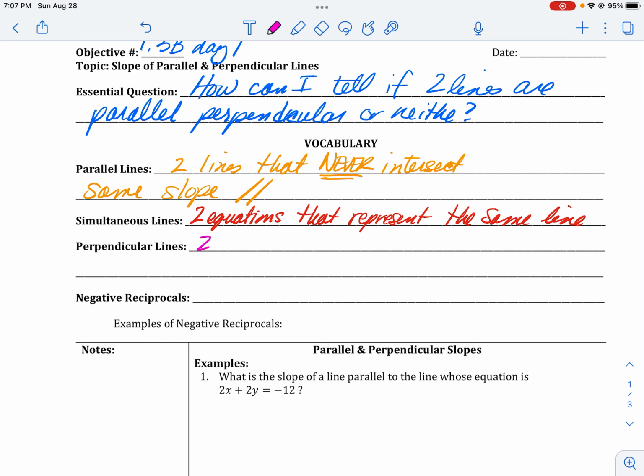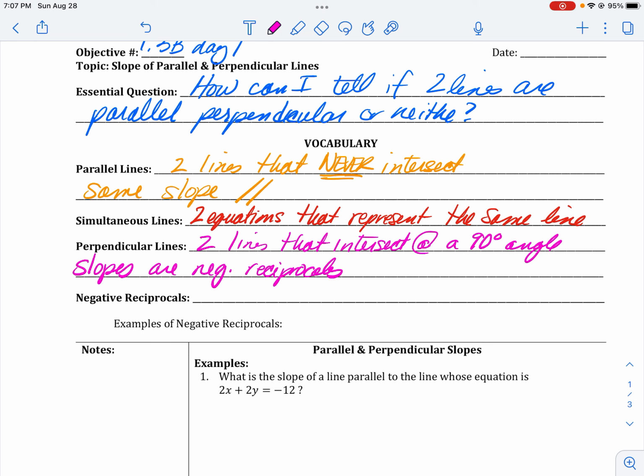Perpendicular lines, two lines that intersect at a 90-degree angle. Their slopes are negative reciprocals. And we use the upside down T as a symbol for that.